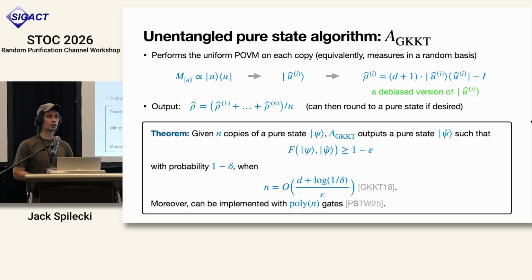Now, the GKKT algorithm has the following guarantee. You feed it n copies of a pure state psi, and the algorithm outputs an estimate psi hat such that psi and psi hat have good fidelity with high success probability, as soon as you use n that scales with d plus log 1 over delta, divided by epsilon. This is the sample complexity of pure state tomography. We have matching lower bounds, so this is the best that a pure state tomography algorithm can do in terms of sample complexity. And finally, it can be implemented efficiently.